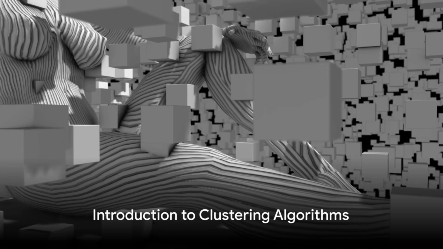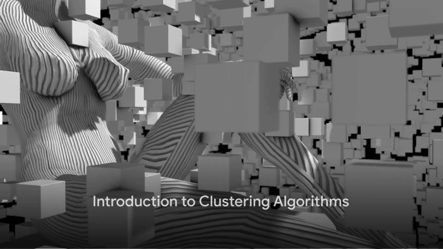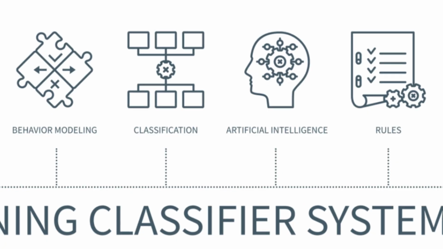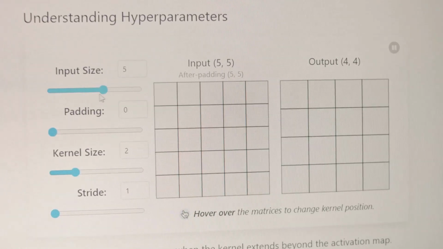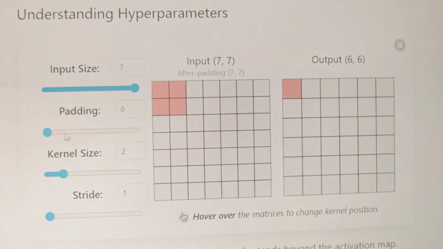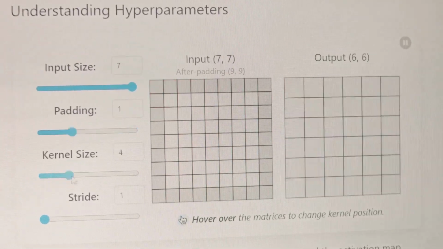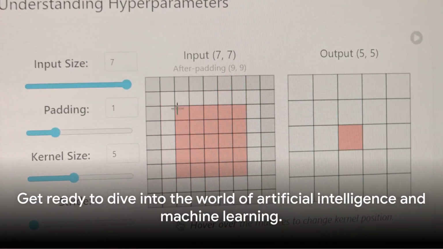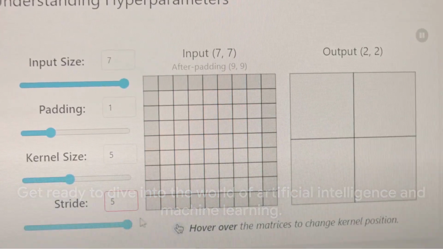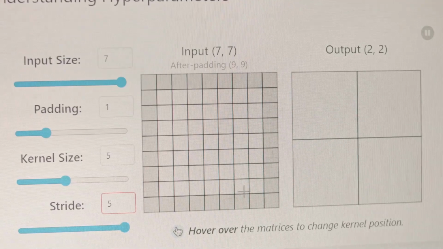Ever wondered how machine learning algorithms group similar objects or predict categories? Today we're diving into the intriguing world of clustering and classification algorithms, two fundamental pillars of machine learning and computer vision. Strap in and prepare to explore these two fascinating areas of artificial intelligence.